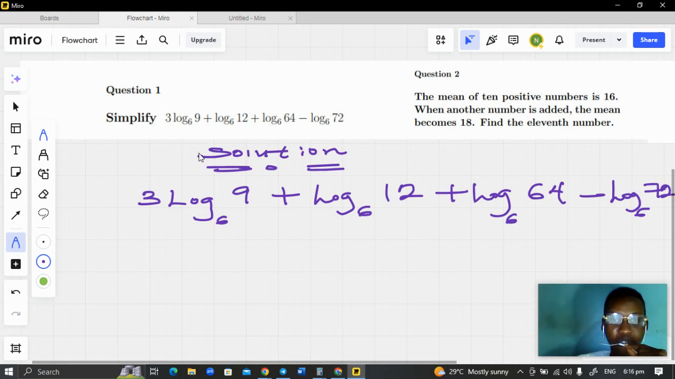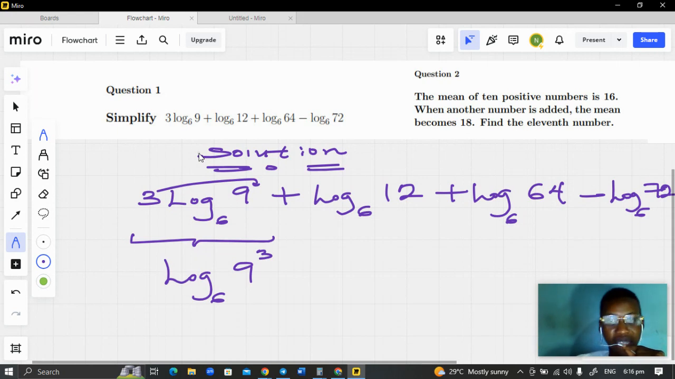So the best thing for you to do here is to apply what we call the power law of logarithm. We have several laws of logarithm. You only need to take a step backward in this case, so that this 3 goes up here, and then we end up with logarithm of 9 raised to the power of 3 base 6, according to the power law of logarithm. You can take it vice versa, you can take a step backward in the law.